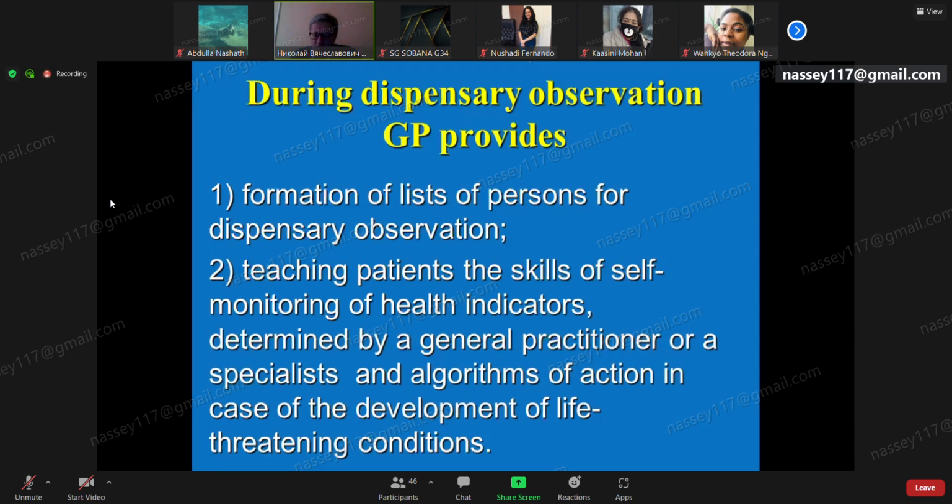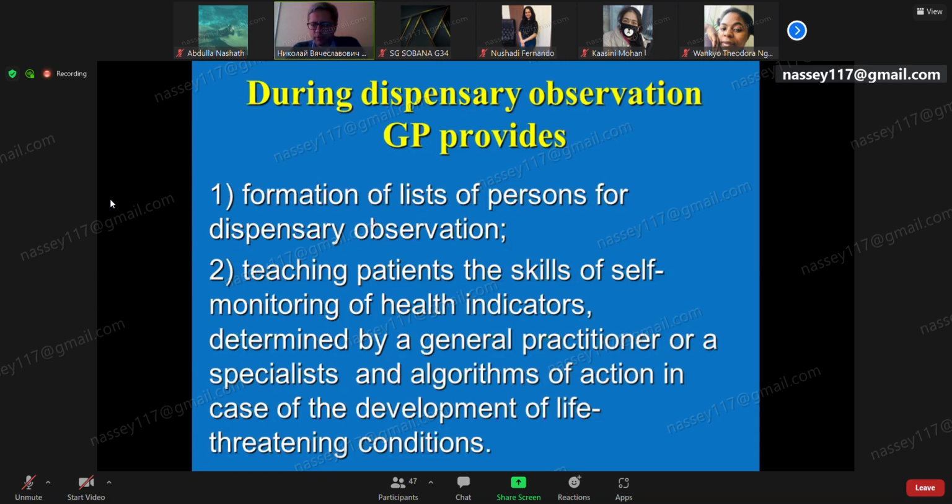Teaching patients the skills of self-monitoring of blood pressure and glucose level. Patients with bronchial asthma should control their peak flowmetry, according to a plan composed by a general practitioner or specialists.